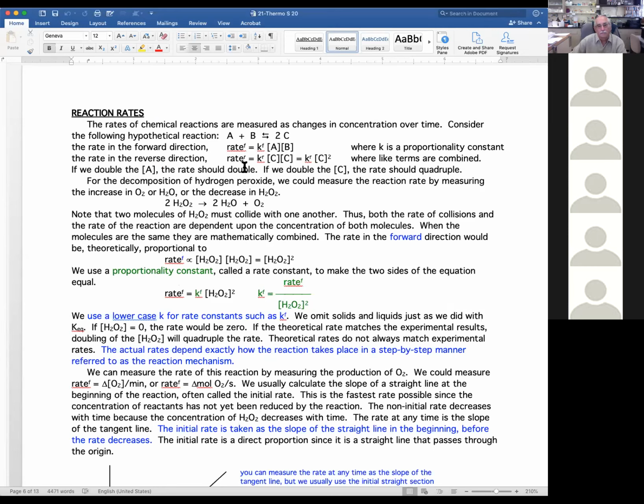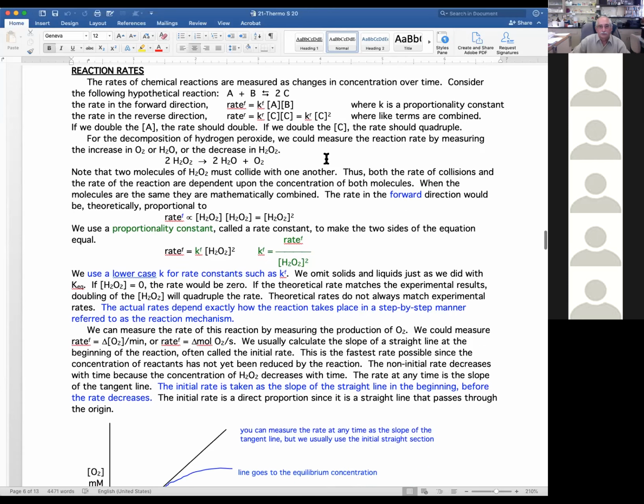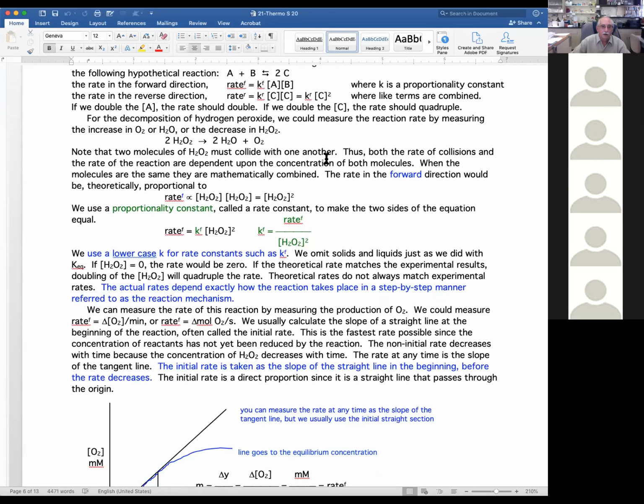And then the reverse rate is equal to a different rate constant times the concentration of two C's that have to collide with one another. So just combining like terms, because they just so happen to be the same molecule, then it becomes squared. So you can see, just like with putting equilibrium constants together, the rate constants are similar. If two of these are required, then the concentration is squared. So then I took a specific example of hydrogen peroxide.